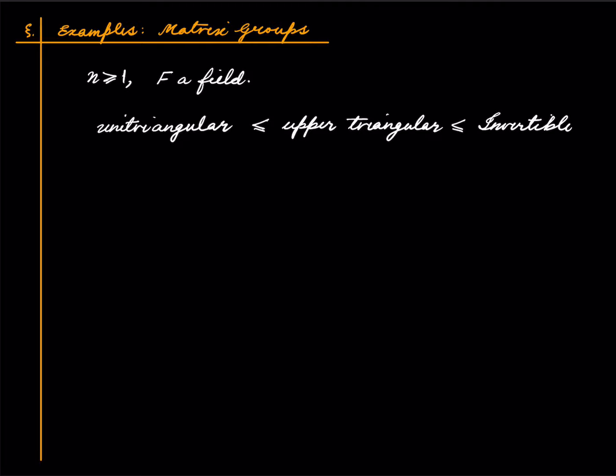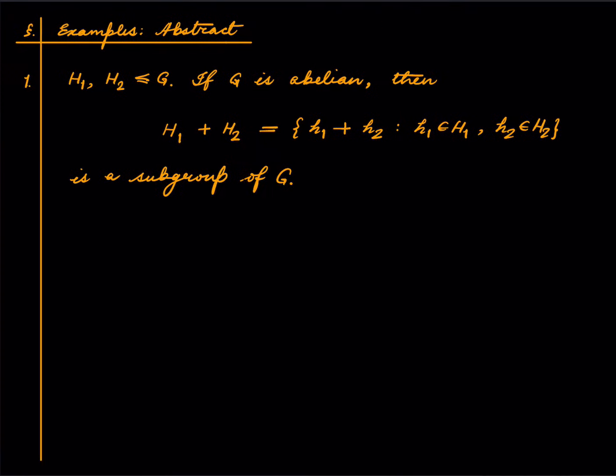Matrix groups. Well, you take a field F and fix a positive integer n. Then the n cross n unitriangular matrices form a subgroup of the n cross n upper triangular matrices, which form a subgroup of the n cross n invertible matrices. Why? Because the binary operation is the same, the multiplication, and we already checked that each of these is a group. So the subgroup relations hold because this is contained in that, and this is contained in that.